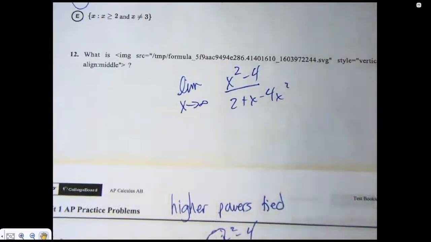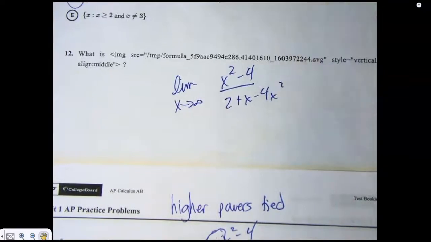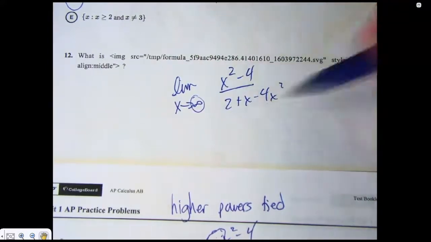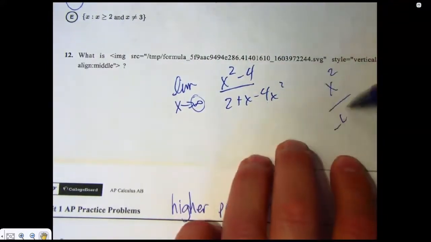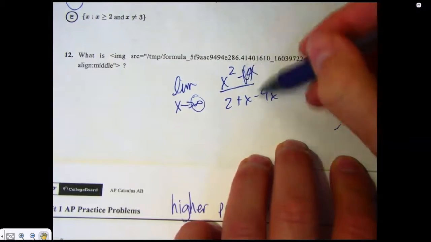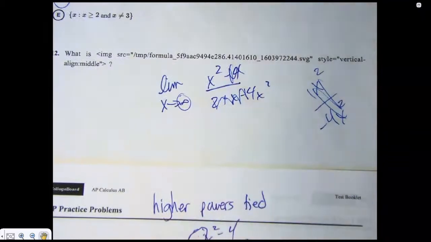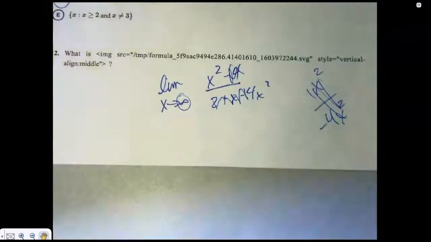Number 12, again, I get this weird graph text issue, but this is the question, and they're saying, what is the limit as x approaches infinity? As soon as I see that, I'm looking for the higher power. The higher power boils it down to this, because none of this stuff matters, because it's not the higher power, and then you cross out these and look at the coefficients, and you'll be left with negative 1/4.